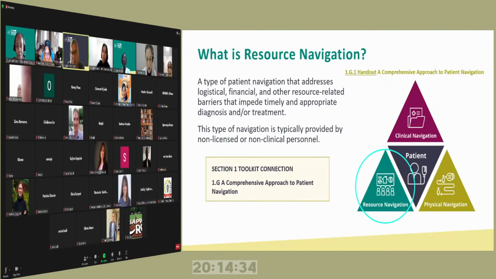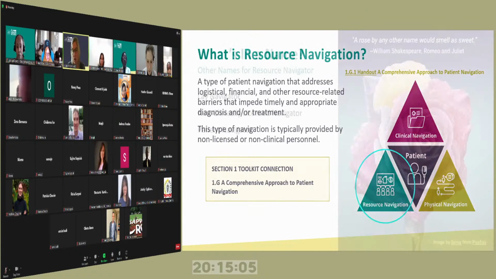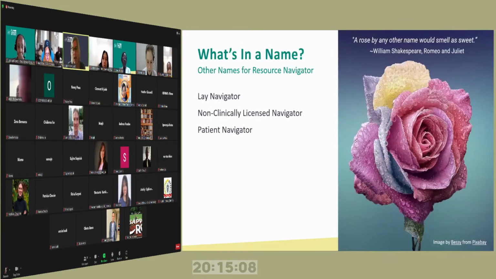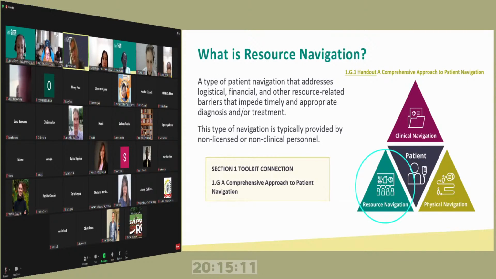Resource navigation is a type of patient navigation that addresses logistical, financial, and other resource-related barriers that impede timely and appropriate diagnosis and treatment. So if you look at our graphic here, last time we talked about clinical, we're talking about resource navigation. In 2 weeks, we'll talk about physical navigation. But we really see when it's possible to bring all of these to fruition, they really support these various needs of patients. And when we look at resource navigation, this is actually historically where the American Cancer Society has done its navigation work, is in this resource navigation space. You'll hear a bit more about that today from our guest speaker.